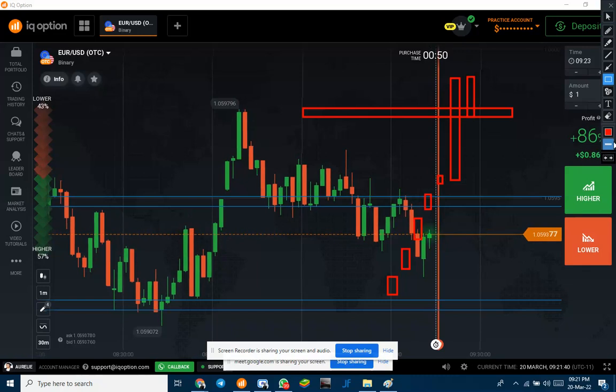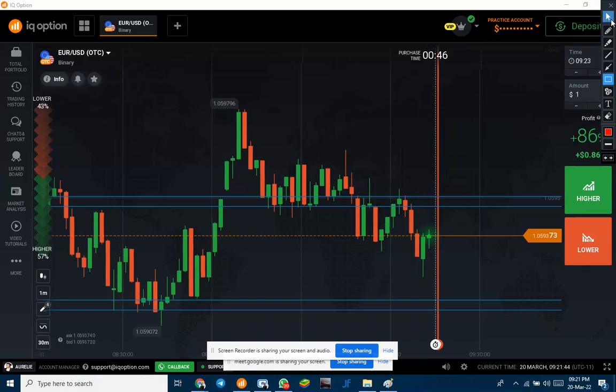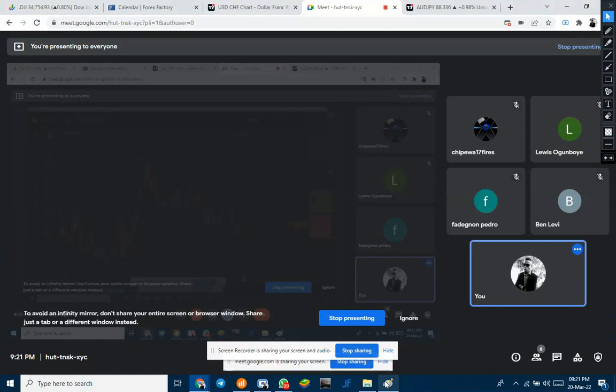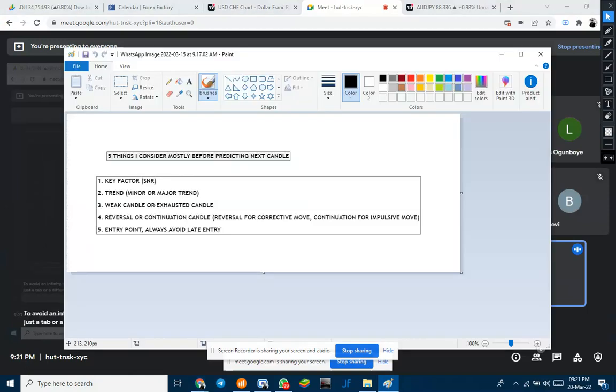So a weak candle and an exhausted candle tend to be reversal candlesticks when you are predicting one single candlestick. The next one is a reversal or a continuation candlestick. Reversal for corrective move, continuation for impulsive move.